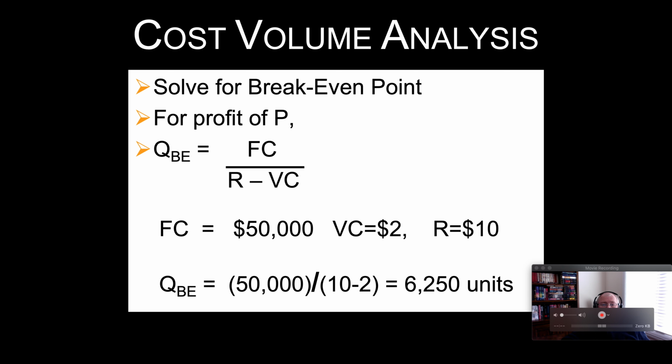So the break-even quantity that we need to make or produce is that fixed cost, 50,000, divided by R minus VC, R 10, VC 2, or 8. So 50,000 divided by 8 is 6,250 units. Once we get to 6,250 units, we're breaking even. Less than that, we're losing money. Much less than that, we're losing more money. More than that, we're making money.